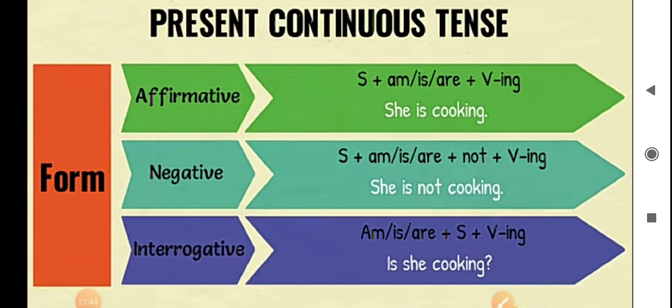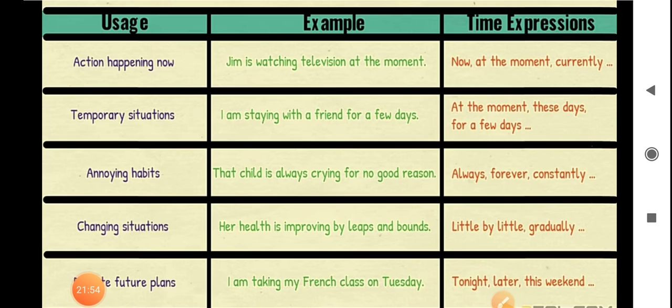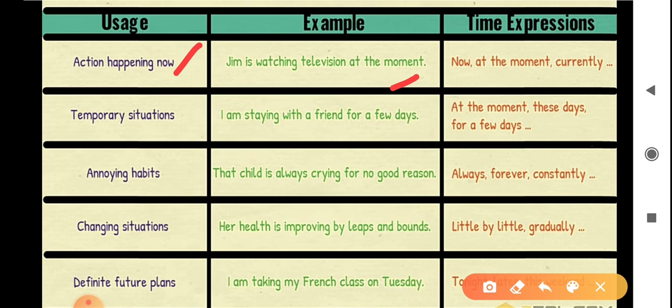Now take a collective view of affirmative sentence, negative sentence and interrogative sentence in present continuous tense with example. Here are some uses of present continuous tense. First of all, action happening now. The action or work that is going on in present time is always expressed in present continuous tense. For example, Jim is watching television at the moment.